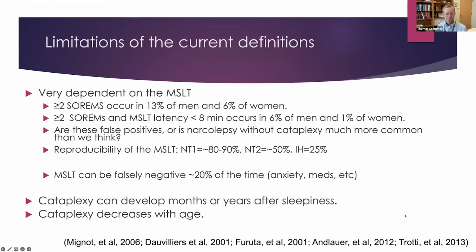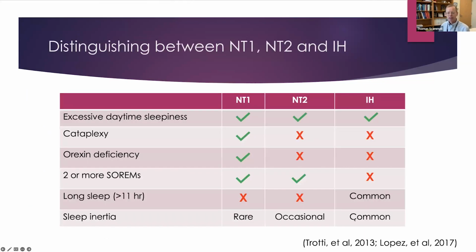Okay. All right, let's move on a little bit here. So here's a table that summarizes these diagnostic features. This is just meant as a wrap up before we go to the last chunk here. Excessive daytime sleepiness, of course, is seen in type 1, type 2, and IH. Cataplexy is seen only in type 1. Orexin deficiency, so low cerebrospinal fluid levels of orexin, is found only in type 1. Two or more sleep onset REM periods are found in narcolepsy, but not IH.